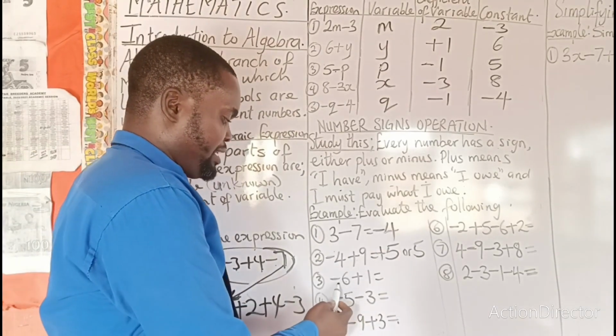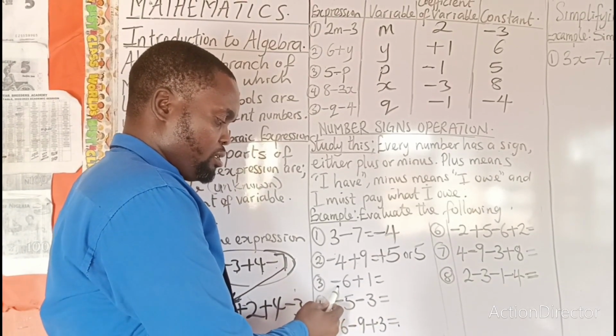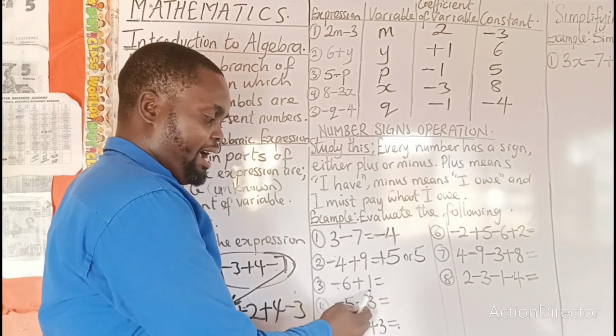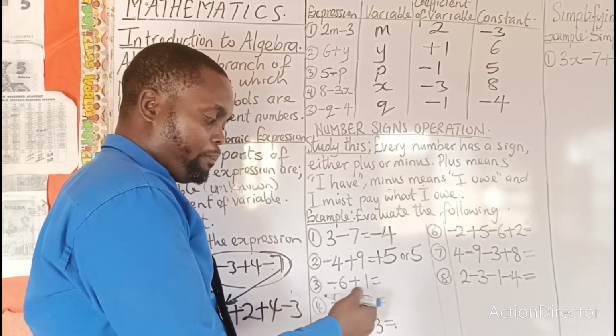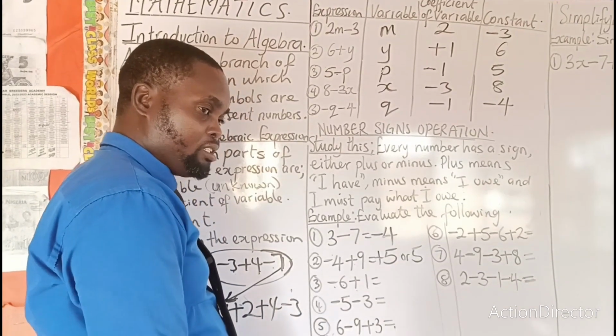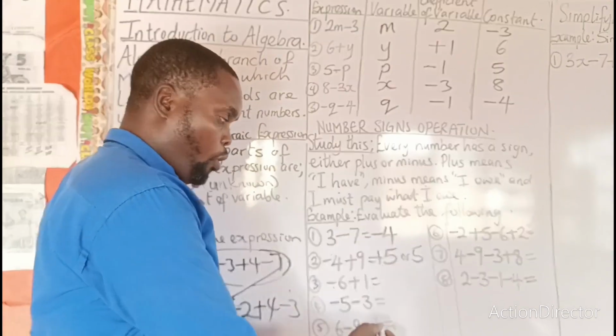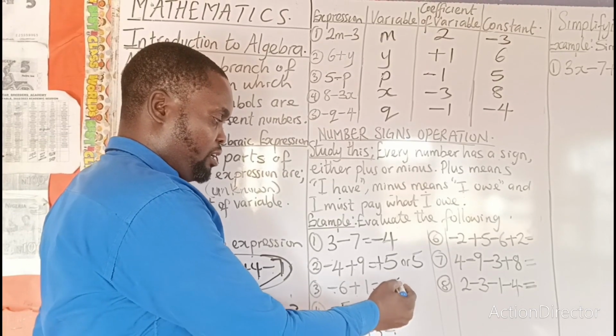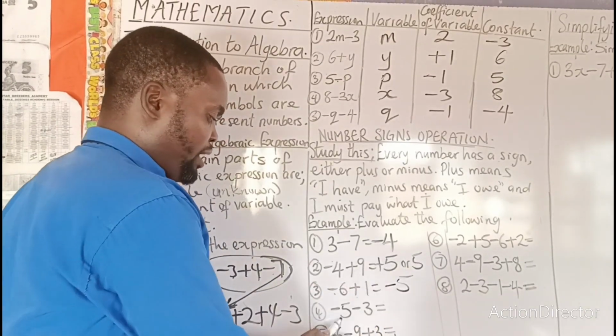Let's do it now. What did I say here? I owe 6 naira and I have 1 naira. I'll give the person 1 naira that I have. Remaining how much? 5 naira that I owe. So my answer is minus 5. Let's look at the next one.